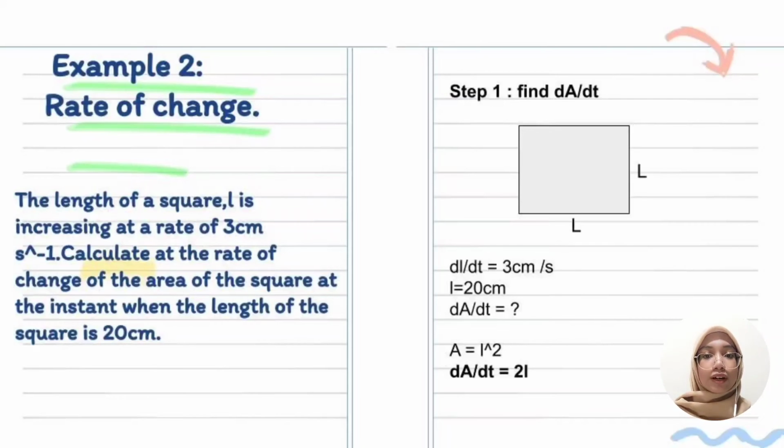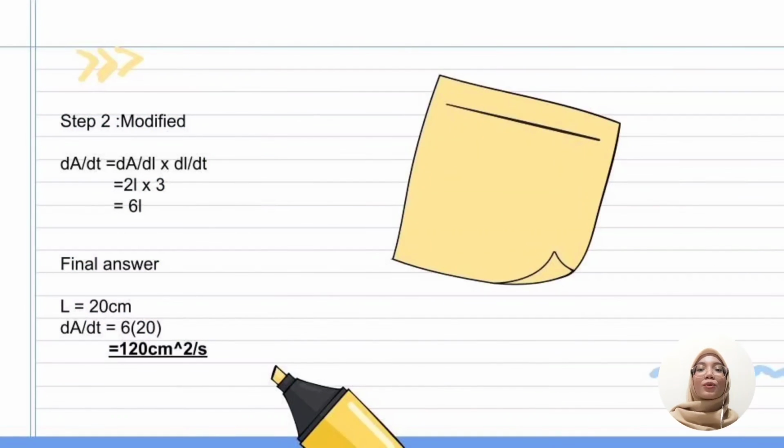If we draw the square, it is better so that we can see more clearly what we want to find. What this question wants is the area. The area of a square is L squared, L multiplied by L, so that dA/dL is 2L. Now we need to find dA/dt. So in step 2, we have to modify it: dA/dt equals dA/dL multiplied by dL/dt. There is a term we have to use as is, meaning dA/dL is 2L, and dL/dt is 3, so altogether it is 6L.